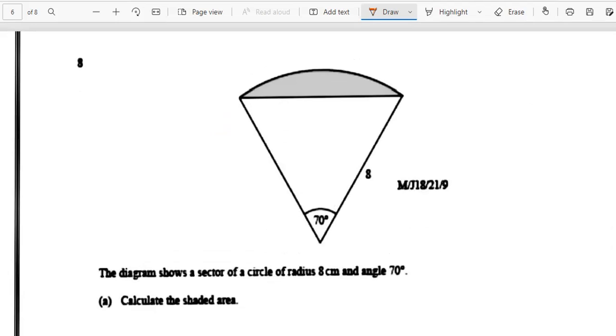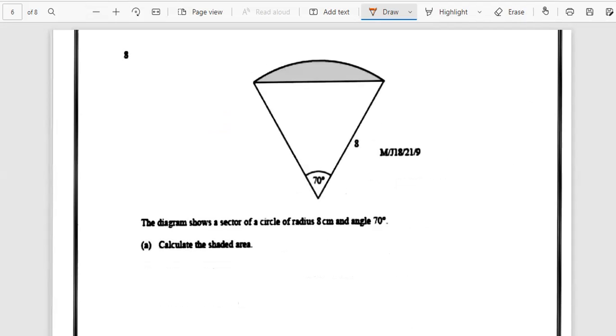Okay. Now this is easy. Now it says the diagram shows a sector of a circle of radius 8 and angle 70. Calculate the shaded region. Now this is very, very easy. We can easily do that. How do we calculate the shaded region of this type? So first we need to find the area of the sector, and then we need to subtract the area of this triangle, and then we would get the shaded region, right? Okay. So let's start the working.